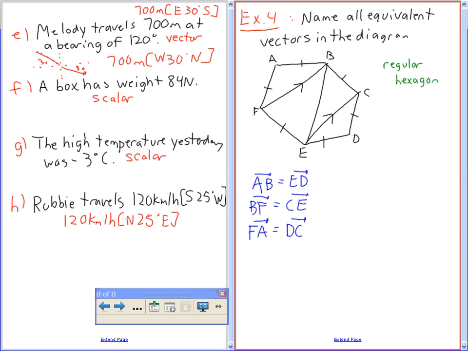Okay, are there any more? Should we do at least one more set? Anything else? Yeah, go ahead. EF equals CB. What about FD equals EC? Yeah, we got that. Plus all the opposites, right?